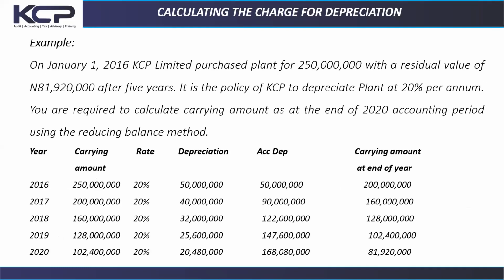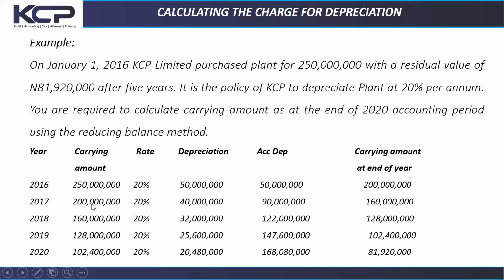This is a similar question, but the rate of depreciation is different, and that will give you a different sum. So here we've been given the cost of 250 million, and the depreciation rate is 20%. Apply 20% to the 250 million, you have 50 million in the first year. Accumulated depreciation is 50, carrying value is 200. You can see it's different from the earlier one.